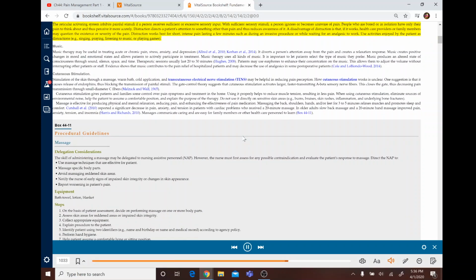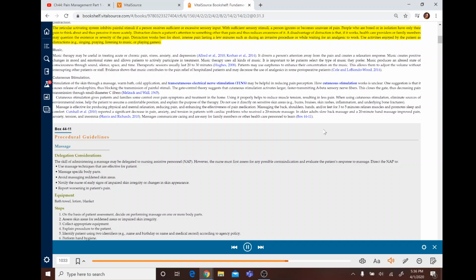Distraction. The reticular activating system inhibits painful stimuli if a person receives sufficient or excessive sensory input. With sufficient sensory stimuli, a person ignores or becomes unaware of pain. People who are bored or in isolation have only their pain to think about and thus perceive it more acutely. Distraction directs a patient's attention to something other than pain and thus reduces awareness of it.